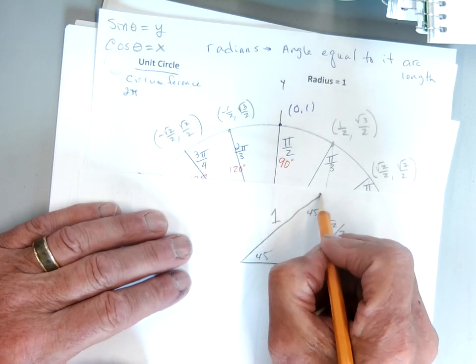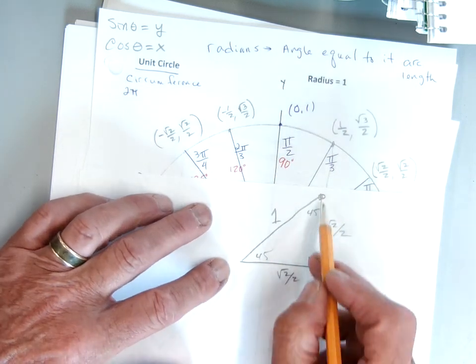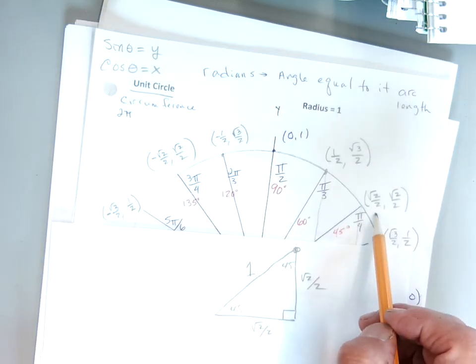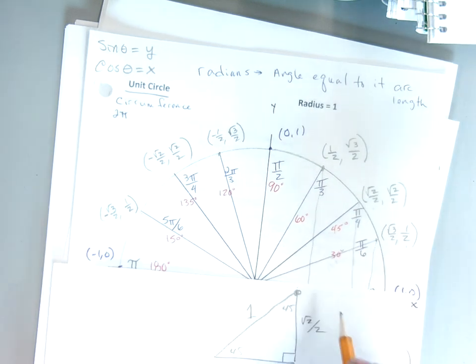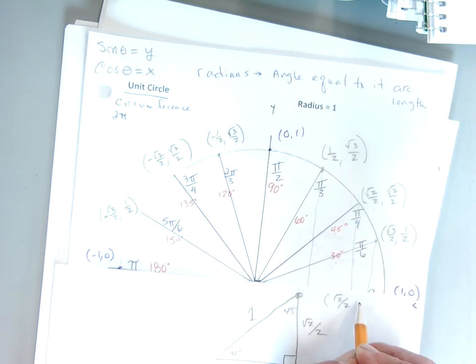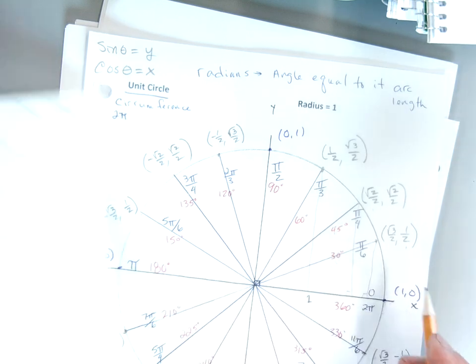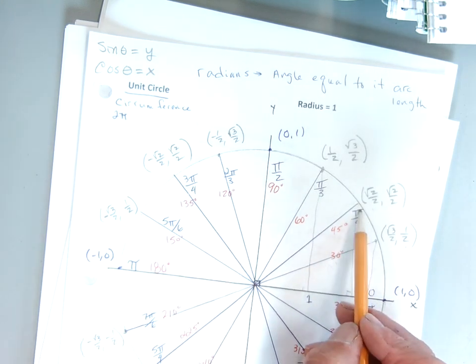So any point on the circle would have an x and a y value of square root of 2 over 2, square root of 2 over 2. So our coordinate would be (square root of 2 over 2, square root of 2 over 2), which we have here for our 45, 45, 90 triangle.